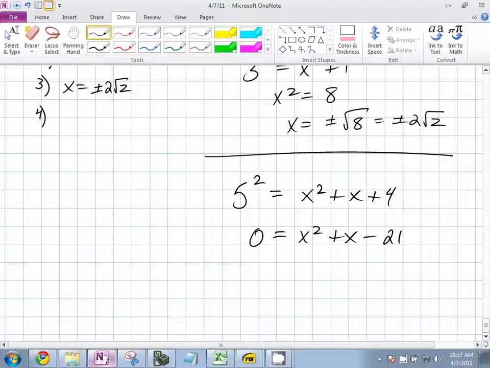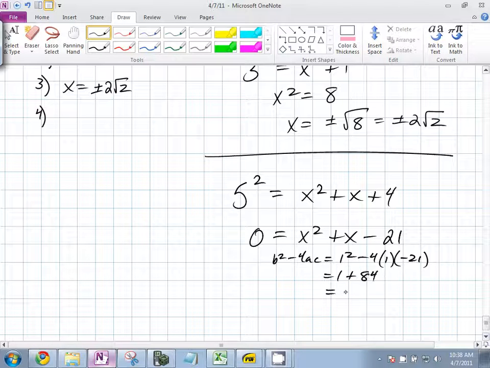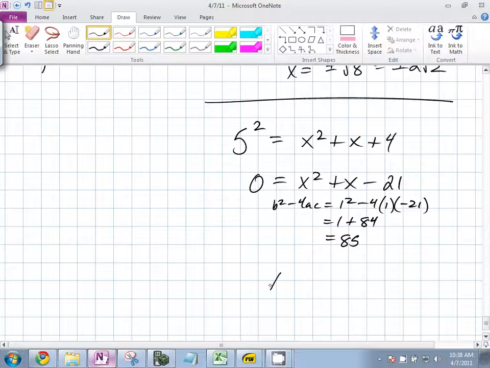So b squared minus 4ac: 1 squared minus 4 times 1 times negative 21. So that's equal to 1 plus what, which is 85. So x is equal to negative 1 plus or minus the square root of 85, all over 2. Is there anything you can do to simplify that? What are the factors of 85? 5 and 17. Are those powers of anything? No. So can you pull anything out? Not really.